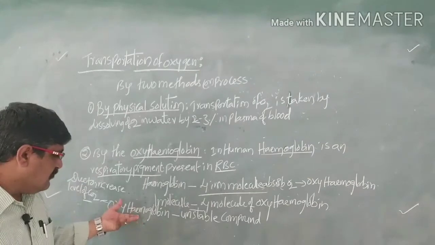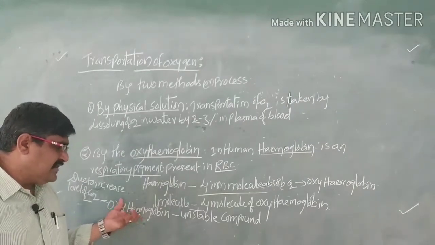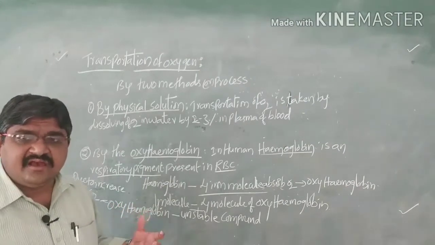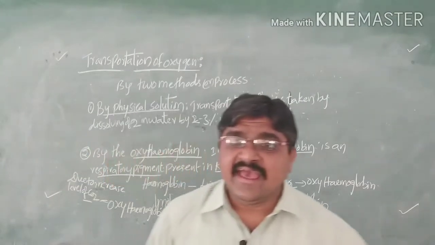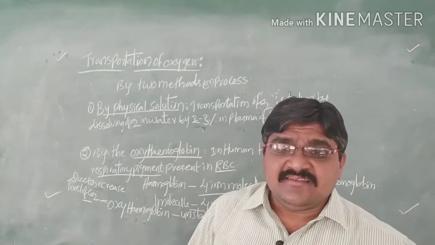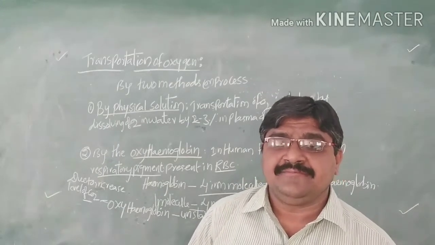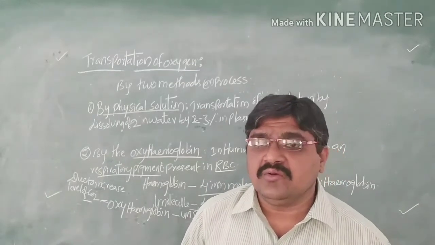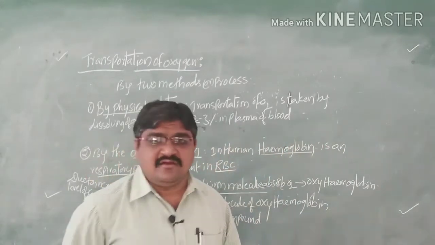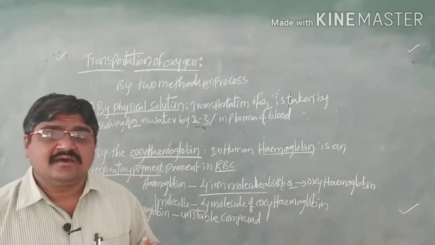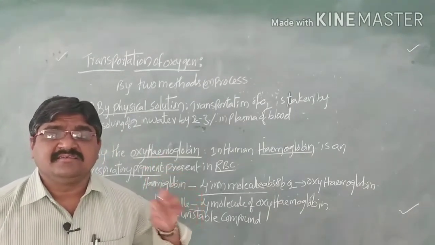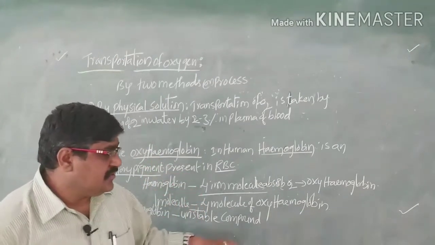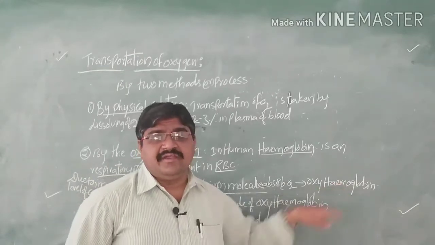Here, oxyhemoglobin: the red blood cells consist of hemoglobin, which is a respiratory pigment. This respiratory pigment has 4 iron molecules, that means one hemoglobin consists of 4 iron molecules. One iron molecule will absorb one oxygen molecule, forming oxyhemoglobin.